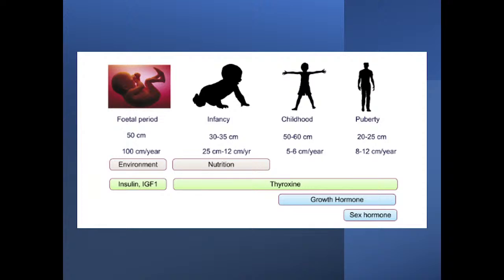So in the fetal period, it starts from 0, and at the time of birth, normally the mean length is 50 centimeters. So you grow maximum in utero. You start from 0 and reach 50. That means the growth rate, if you calculate, is almost 100 centimeters per year, because we are taking 9 months. So this is the growth velocity in utero.